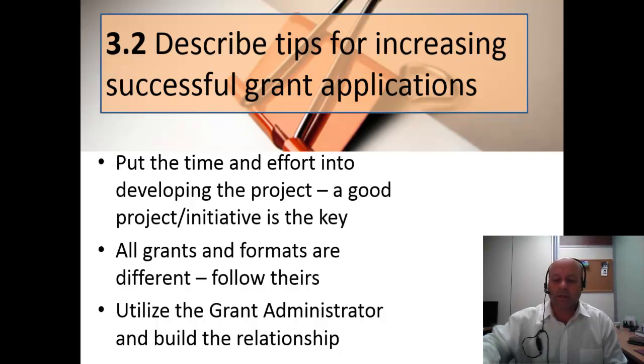So that wraps us up for section 3.2 here on some tips, and hopefully these will be useful to you as you go forward in completing your actual grant applications.